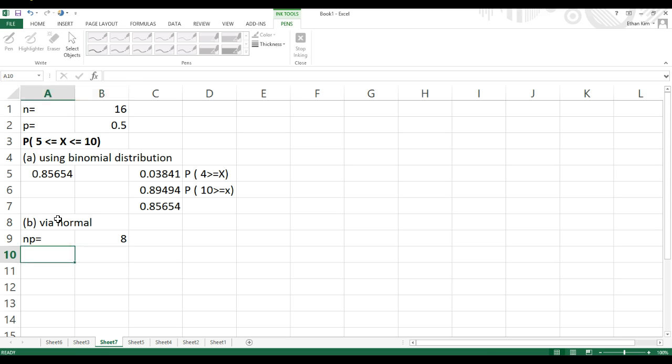Okay, and sigma is the square root of n times p times q. So sigma is square root, again there is a function for us, so square root and n times p times q, where q is 1 minus p. And if you do that, sigma is 2. Okay, so we're going to use these numbers to do this via normal distribution, and this is without continuity correction.